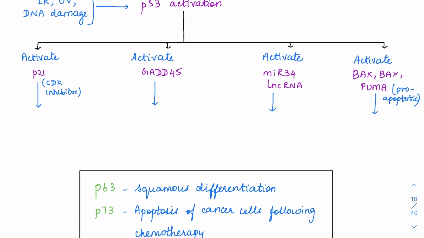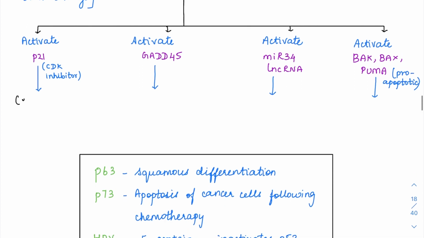So what happens is when P53 is getting activated, it is going to in turn activate this P21, and this P21 is going to inhibit the cyclin-dependent kinases. When cyclin-dependent kinases are inhibited, what will happen? It is going to cause cell cycle arrest. The cell cycle is arrested so that further proliferation is not going to happen.